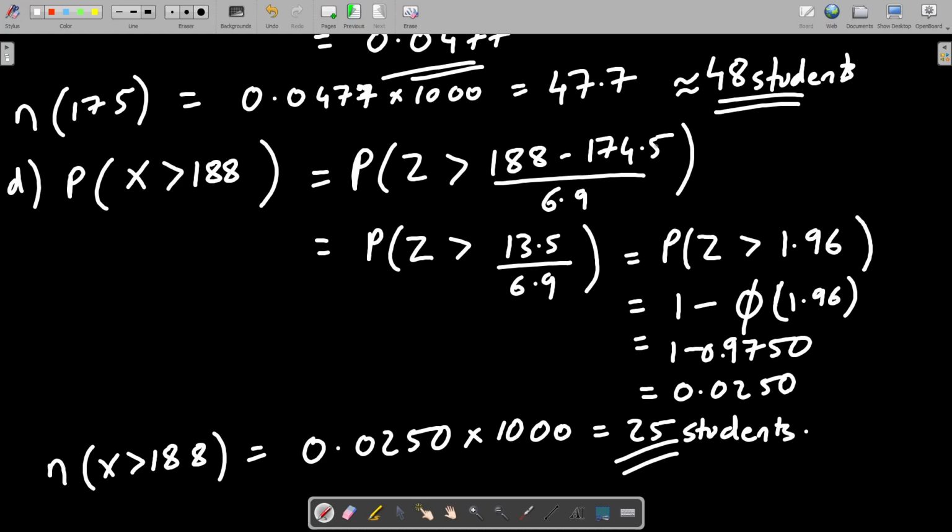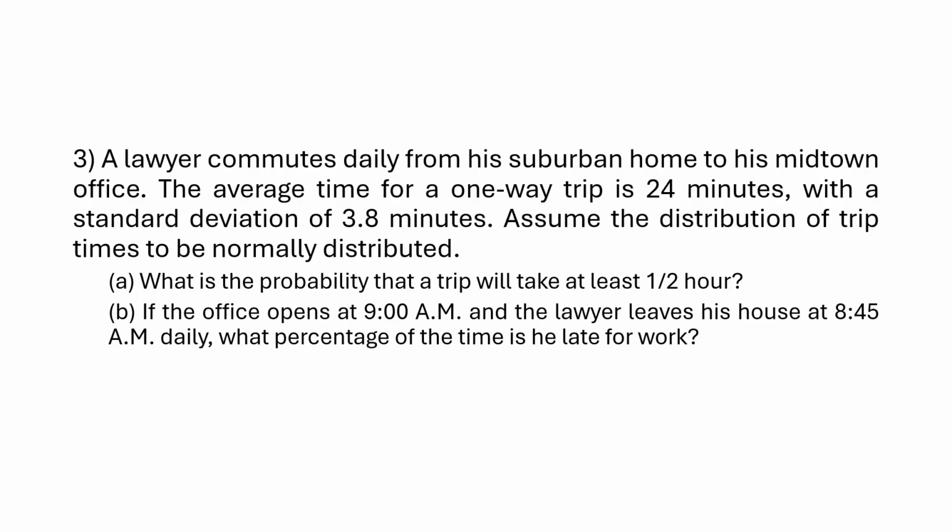Okay, so let's go to the next question. A lawyer commutes daily for his work from his suburban home to his midtown office. Suburban means kind of outside the city and midtown means kind of inside the city. The average time for a one-way trip is 24 minutes with a standard deviation of 3.8 minutes. Assume that the distribution of trip times is normally distributed. What is the probability that the trip will take at least half an hour, that is 30 minutes? If the office opens at 9 a.m. and the lawyer leaves his house at 8:45 a.m. daily, what is the percentage of time he is late for work?